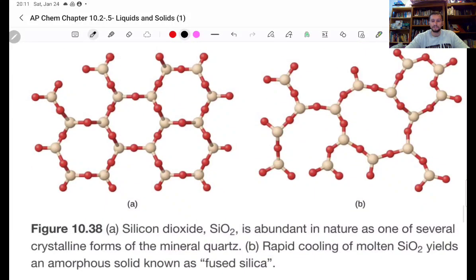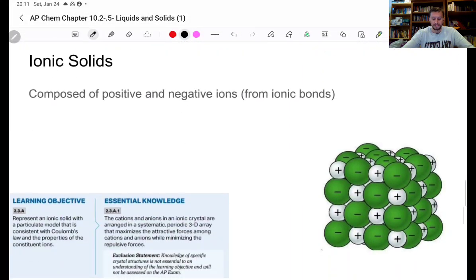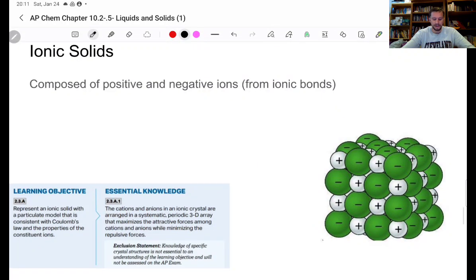But I'm going to say, even though 10.5 in the book covers that, excuse me, I have a bad cold. Even though 10.5 in the book covers that, here we're not going to cover that too much because I don't think it's a huge part of the AP Chem standards. But the different types of crystalline solids really are. So we have ionic solids. Ionic solids are composed of positive and negative ions.